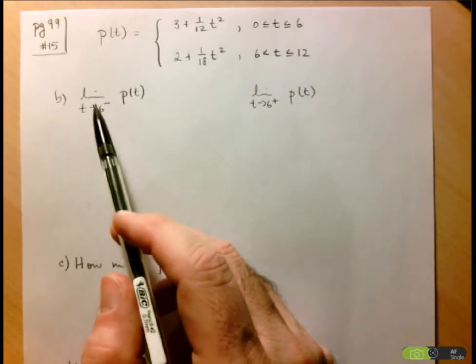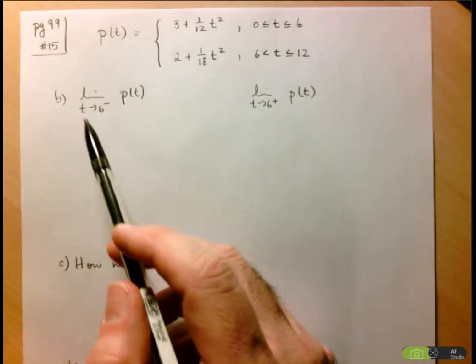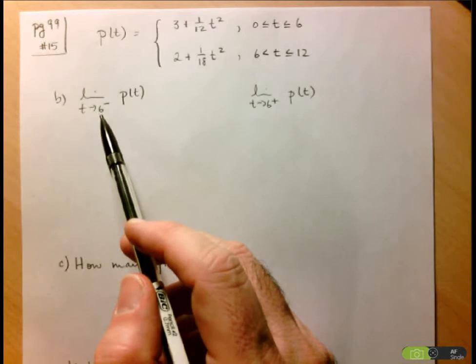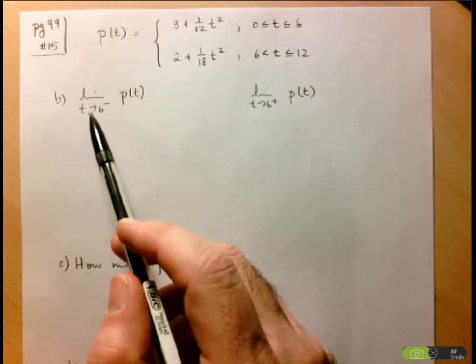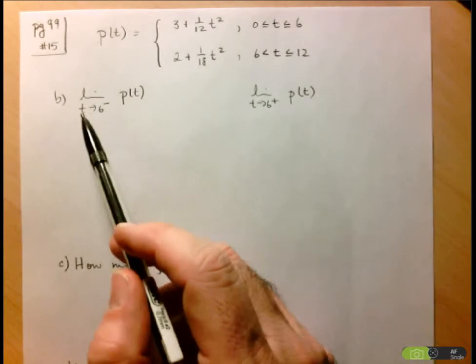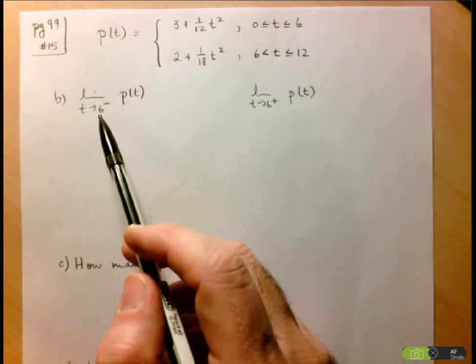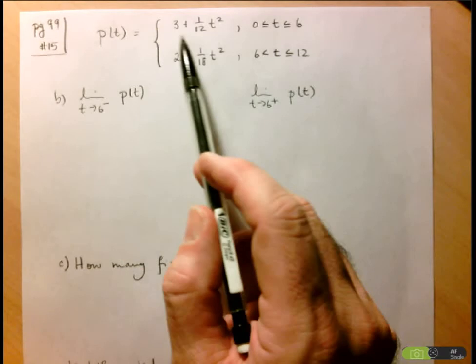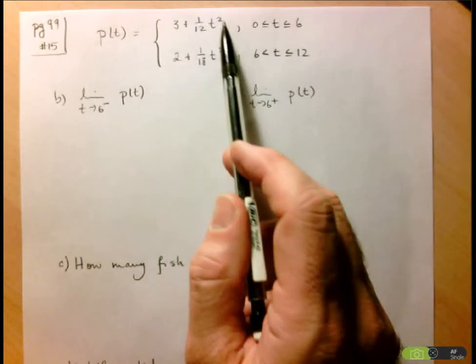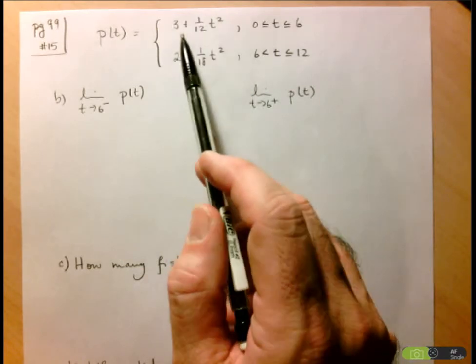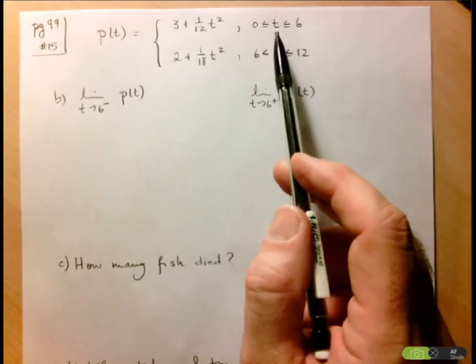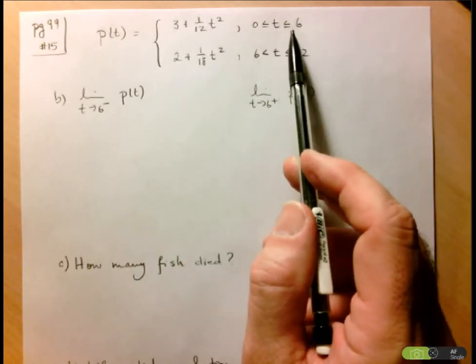So here we're looking for the limit of the population as t approaches 6 years from the left. Okay, so that means we're only interested in t values that are less than 6 for this limit. We actually don't care what happens at 6. And we notice that this is going to be the equation that we're going to work with, because this equation is valid for all the t values less than 6.